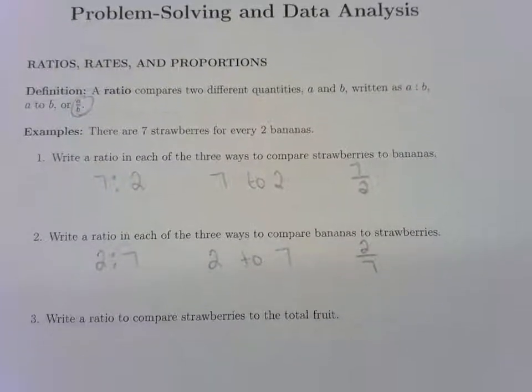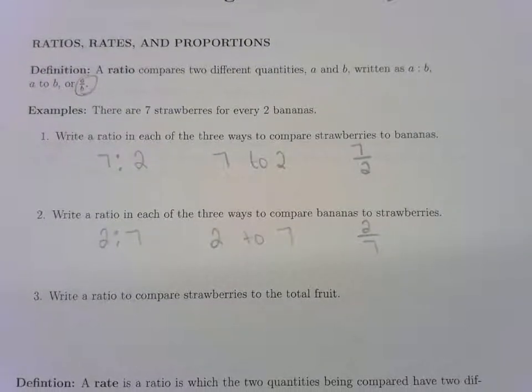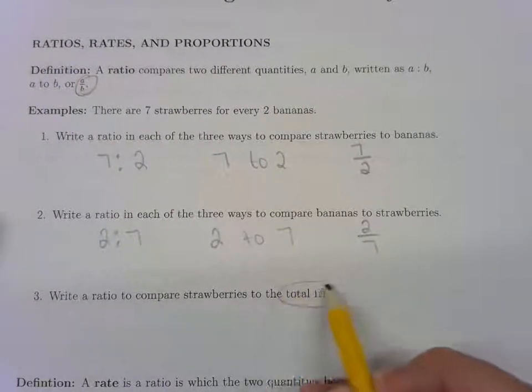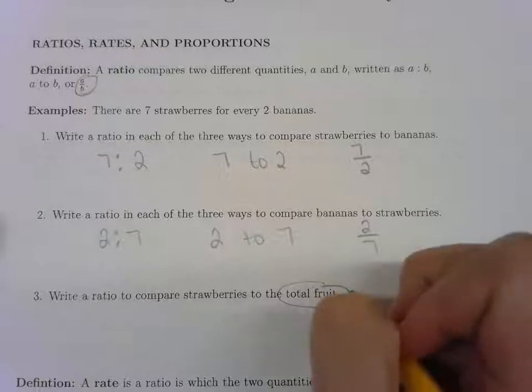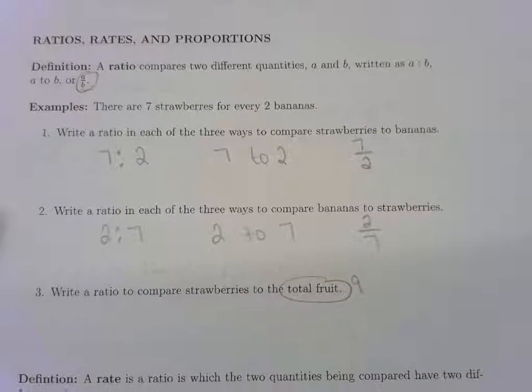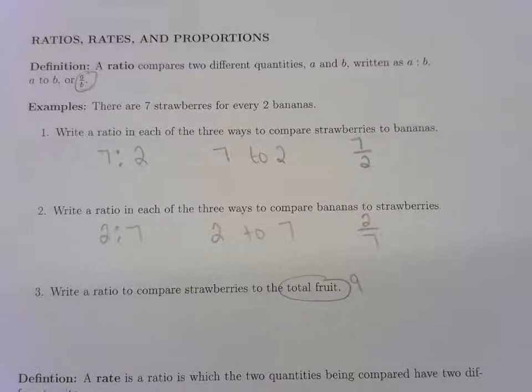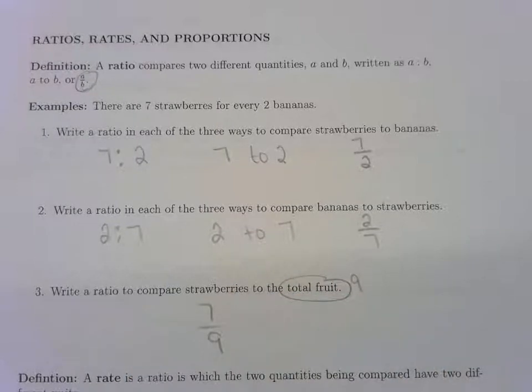And then number 3, it says write a ratio to compare strawberries to total fruit. Okay, so total fruit, we have 7 strawberries and 2 bananas, so that would be 9. I'm just going to use the fractional comparison. That's the one I like to use. There are 7 strawberries and 9 total fruit, so that would be 7 to 9.